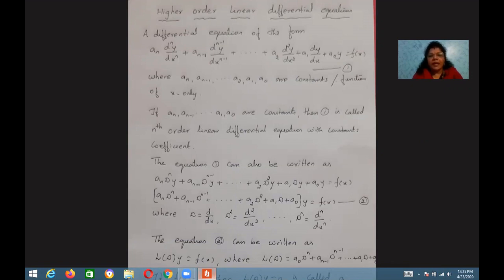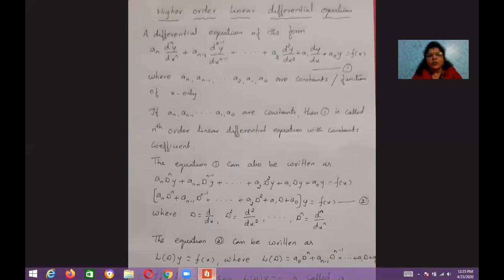If an minus 1 etc. a naught are constants, then equation 1 is called the homogeneous linear differential equation of nth order. Now, how to solve this nth order homogeneous linear differential equation? We can rewrite d power n by dx power n as capital D power n, d power n minus 1 by dx power n minus 1 as capital D power n minus 1, d square by dx square as capital D square, and d by dx as capital D.